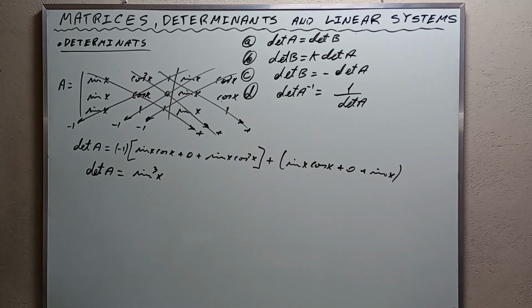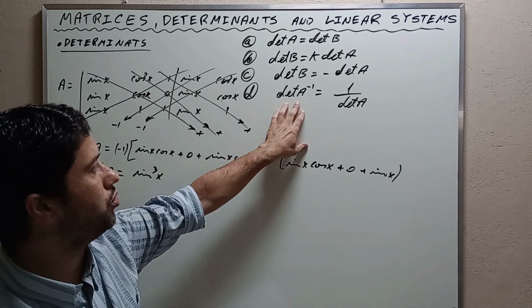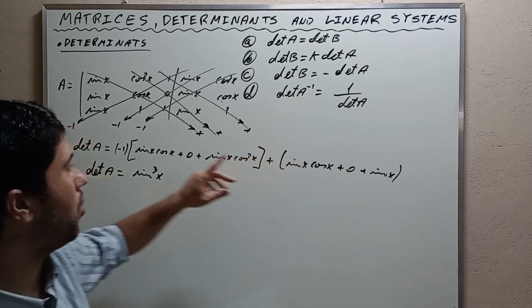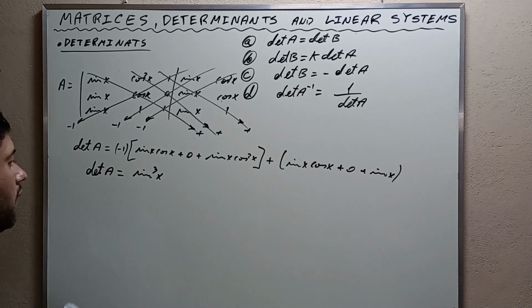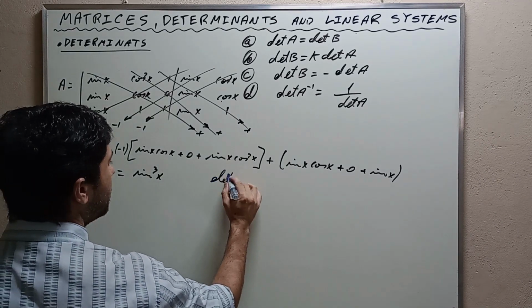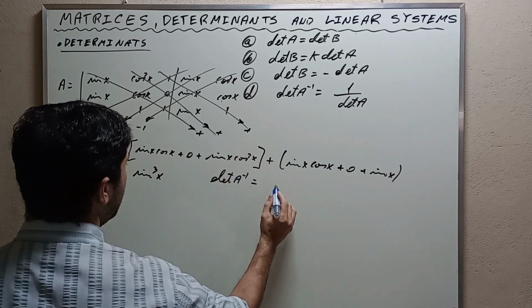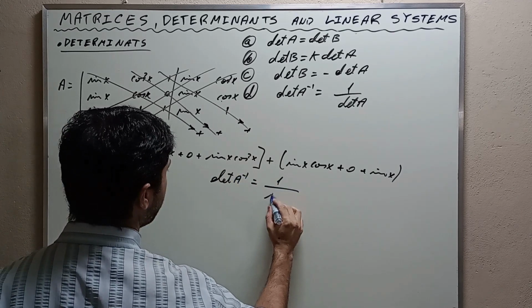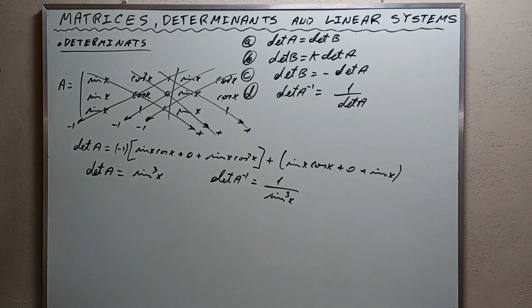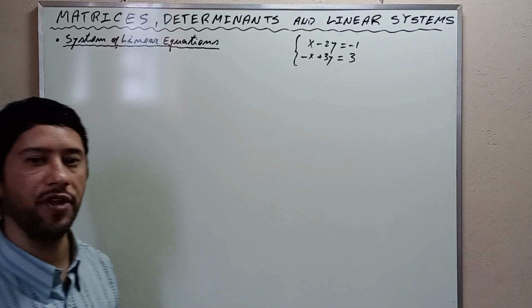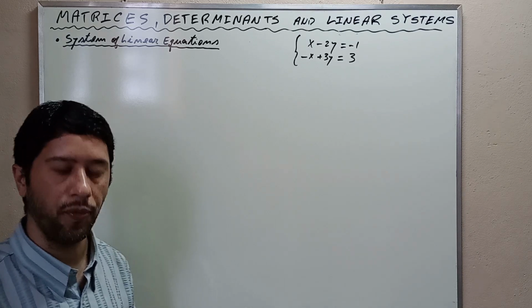And we have now to use this property here, because we don't want the determinant of A. We want the determinant of the inverse of A. Then the determinant of the inverse of A is 1 over sin x cubed, okay?